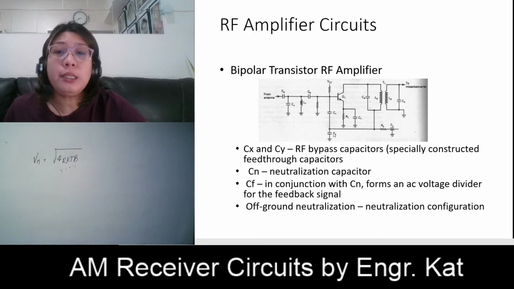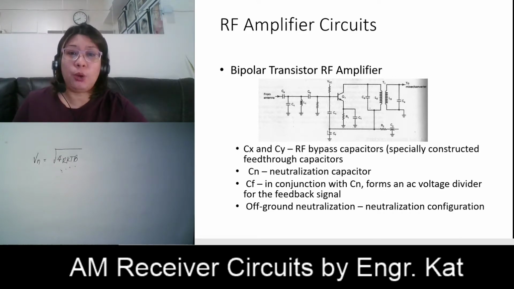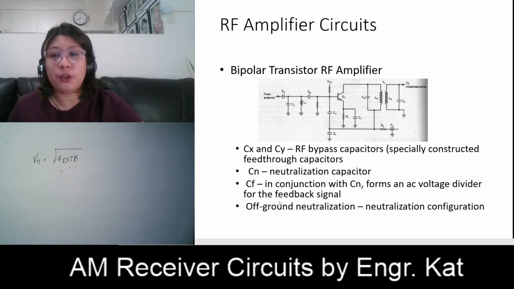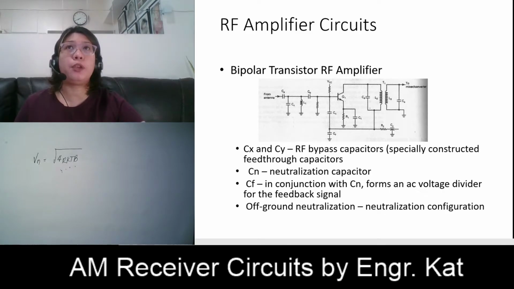Our CF here, so this is our CF. This is in conjunction with our neutralizing capacitor. This forms an AC voltage divider for our feedback signal. We call this configuration off-ground neutralization. This is a type of neutralization configuration.